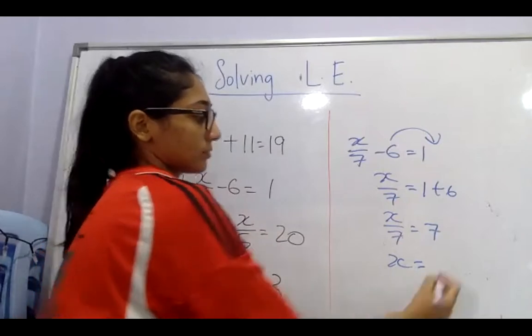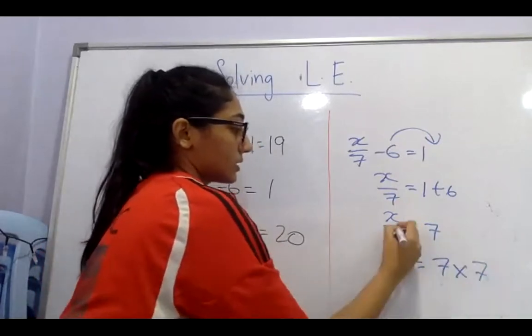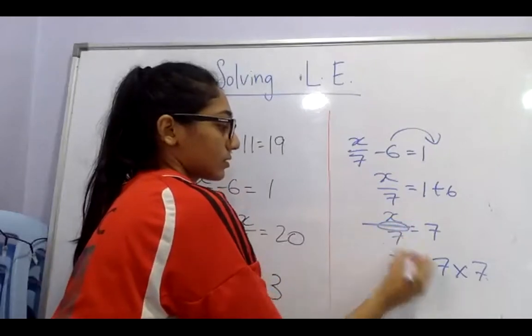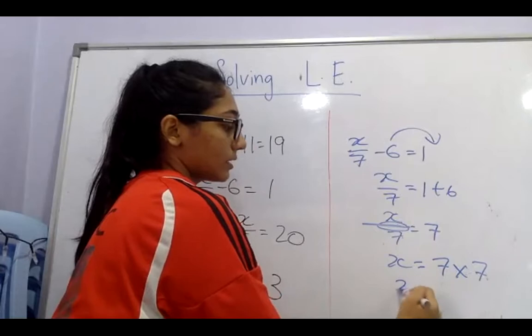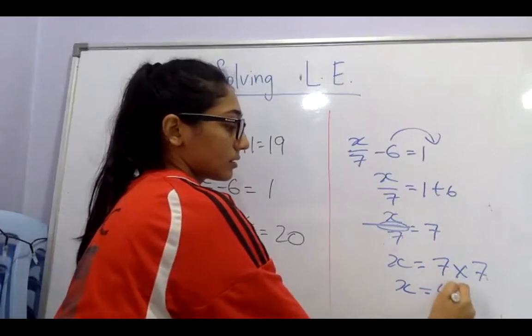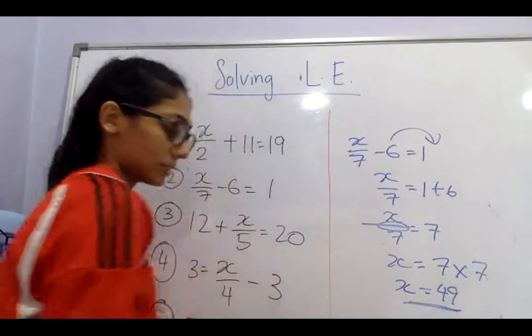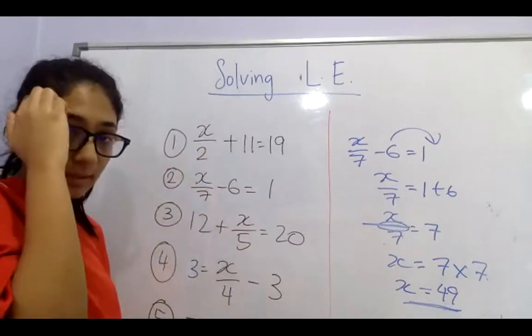7 times 7. So here is divide 7, so you change it to times. So x equals 49. So for number 2, x equals 49.